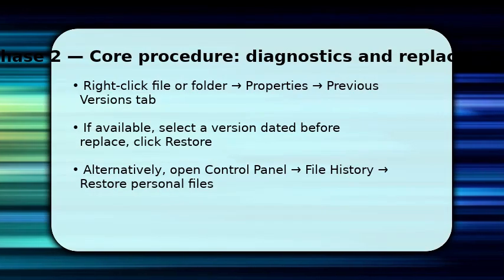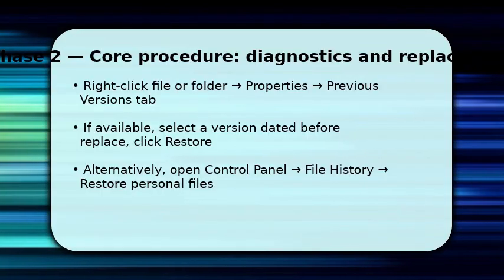Once you have the folder and file history confirmed, right-click the replaced file or its parent folder and choose Properties, then the Previous Versions tab. If a snapshot exists, select the version dated before the replace and click Restore.